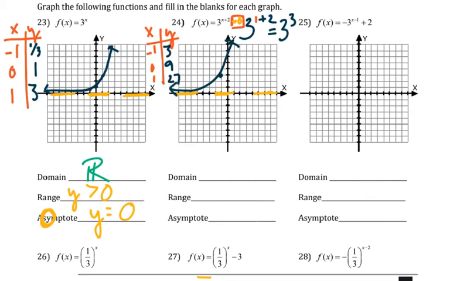As always, domain is all real numbers. Asymptote, there's nothing in the back, so it's y equals 0. Range is the asymptote, it's opening up, so it's greater than 0. Okay?